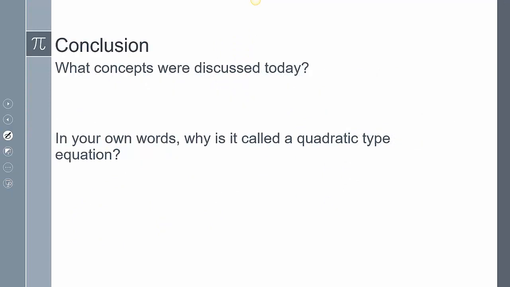So what type of concepts were discussed today? We took a look at u substitution, and we were able to break it down into the quadratic type equation.